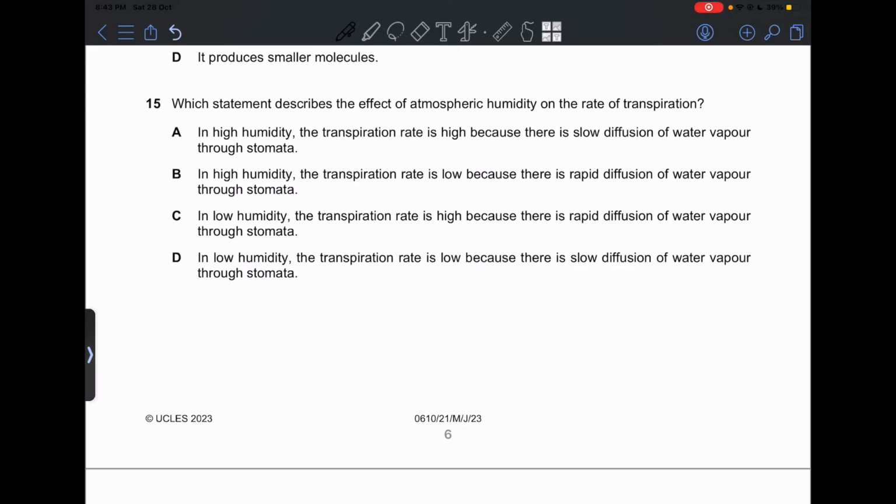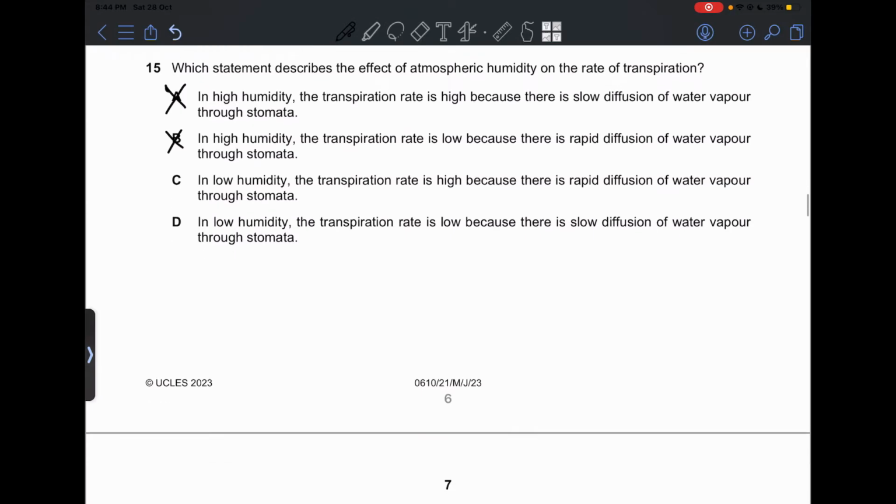15. Which statement describes the effect of atmospheric humidity on the rate of transpiration? A says in high humidity the transpiration rate is high because there is slow diffusion of water vapor through the stomata. This is an incorrect statement because the transpiration rate in high humidity is actually low, not high. B says in high humidity the transpiration rate is low because there is rapid diffusion of water vapor through the stomata. When the transpiration rate is low, there is not rapid diffusion of water vapor, there is slow diffusion. So also this is an incorrect answer.